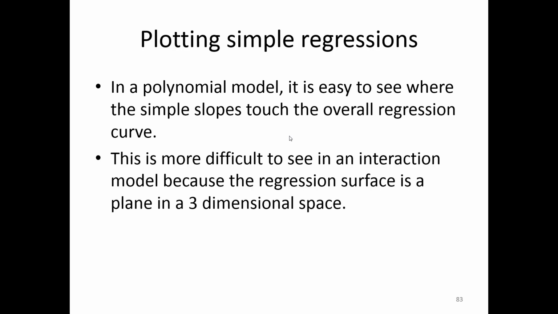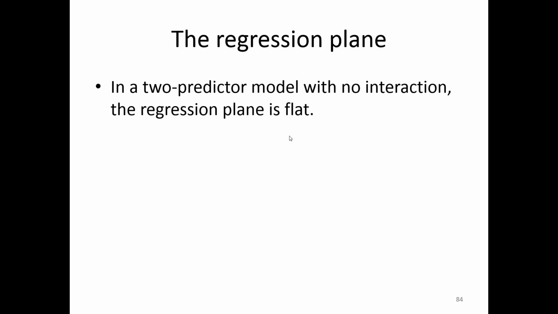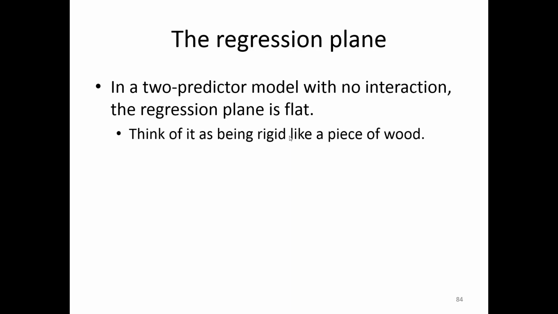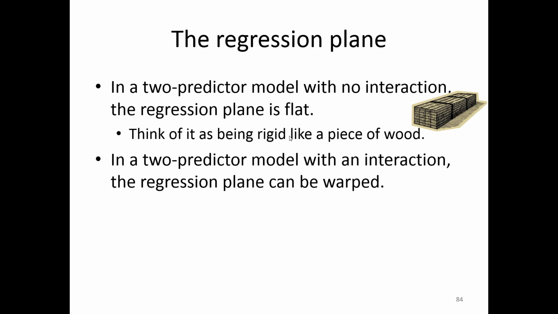It's much more difficult to see this in an interaction model because the regression surface is a plane in a 3-dimensional space. That's with 2 predictors. When you get more than 2 predictors, of course, it's a plane in a multi-dimensional space, which is really hard to visualize. So in a 2-predictor model with no interaction, the regression plane is flat. You can think of it as being rigid like a piece of wood. Hopefully, most wood isn't warped or bent too much.